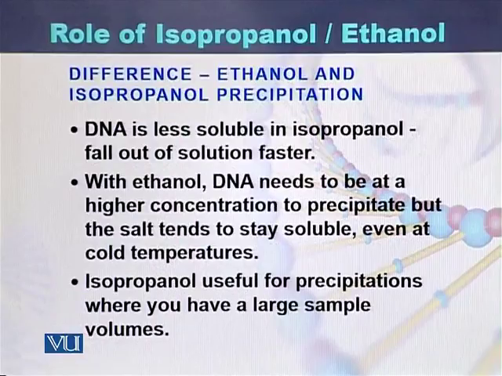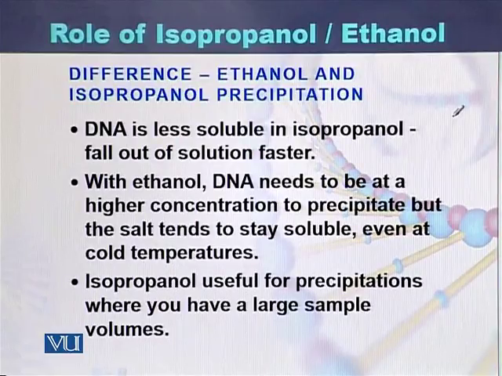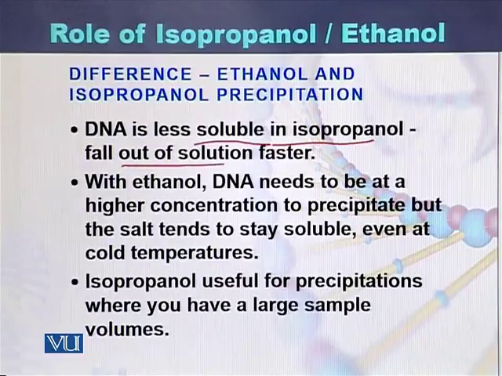Difference between ethanol and isopropanol precipitation. If we compare ethanol and isopropanol, DNA is less soluble in isopropanol. So DNA will easily be precipitated out of the solution if we use isopropanol. But on the other hand, in the case of ethanol, DNA needs to be at a higher concentration to precipitate, and the salt tends to stay soluble even at cold temperatures.